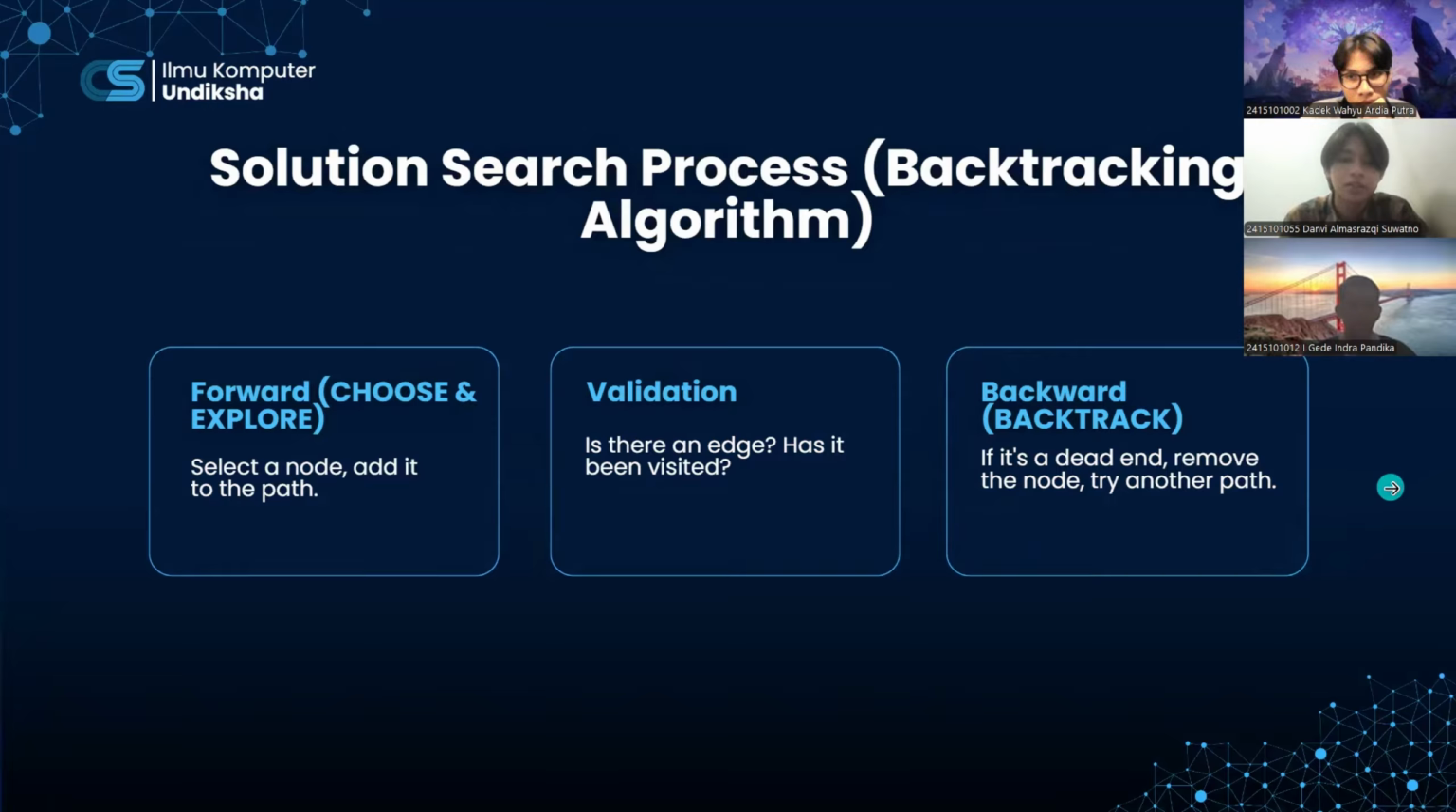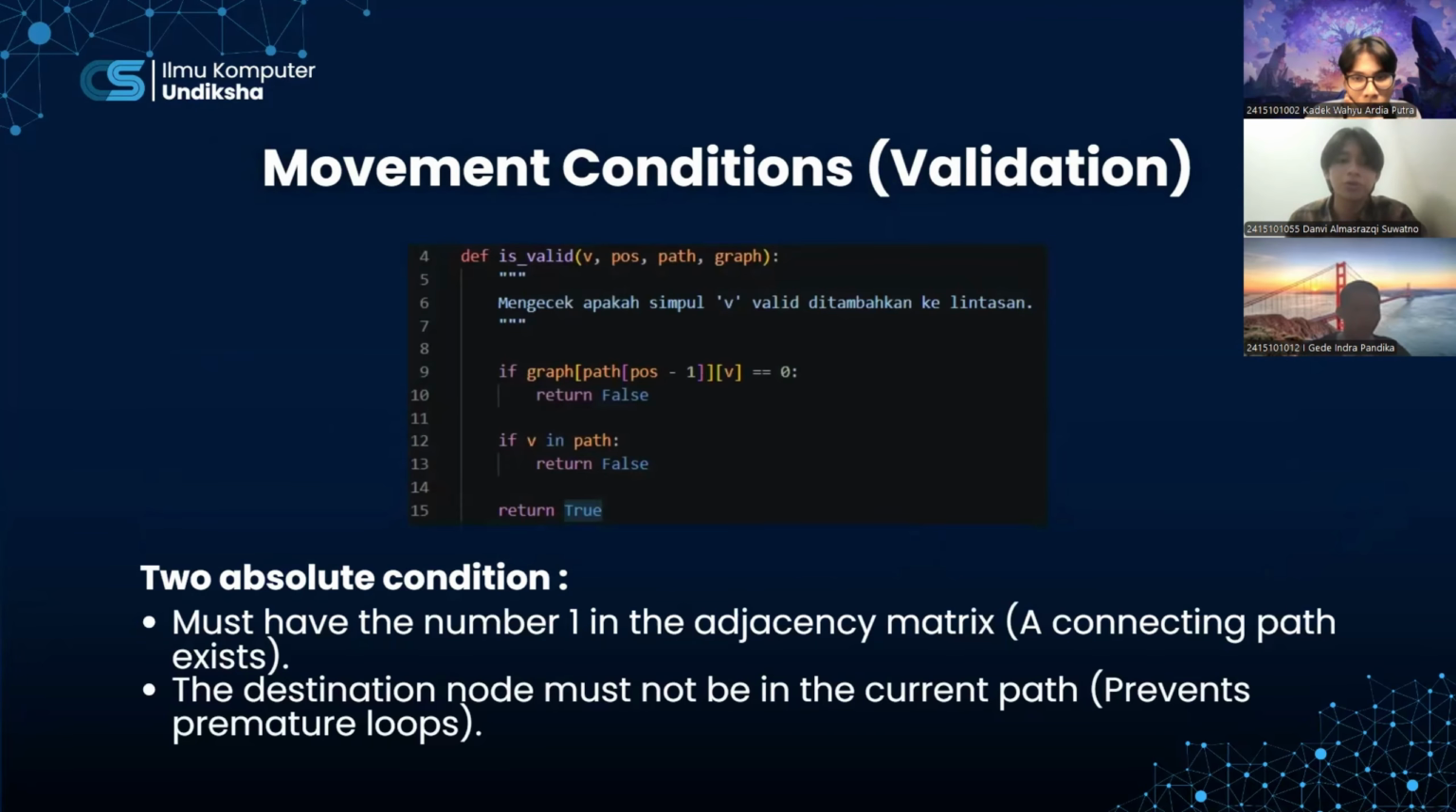And if it hits a dead end, or for example, there is no path to the next city, or the next city has already been visited, it will take a step back, which we call a backtrack, and try a different turn. Next. Before the program steps to the next node, it must pass a validation check called the isValid function.